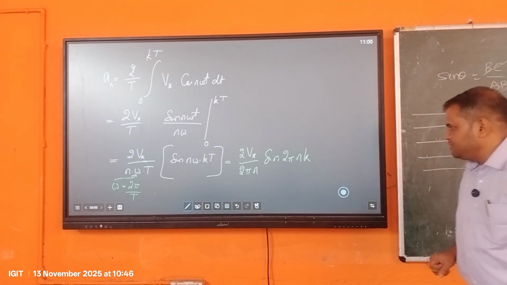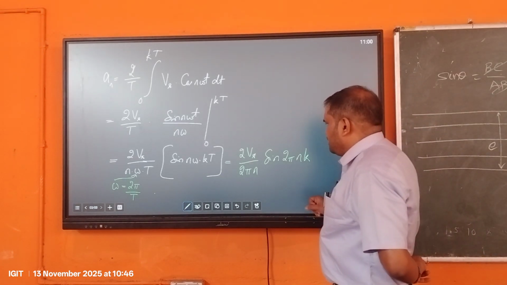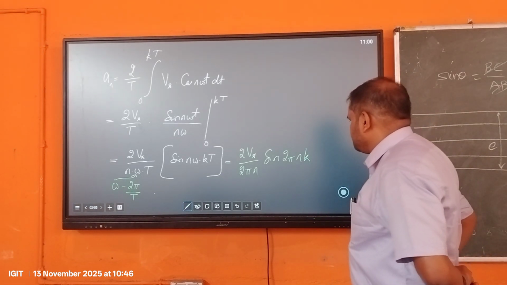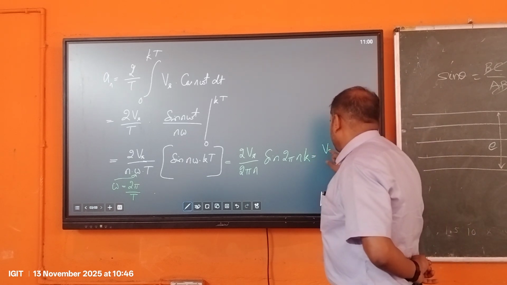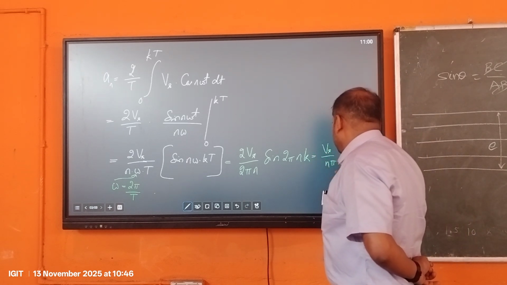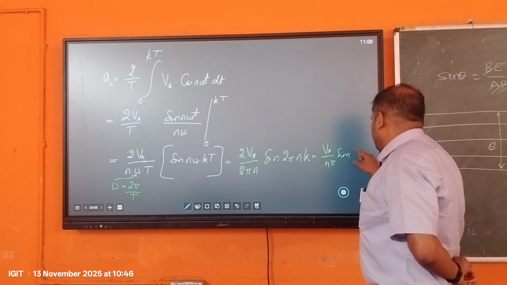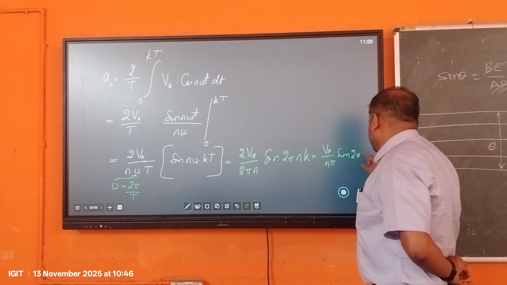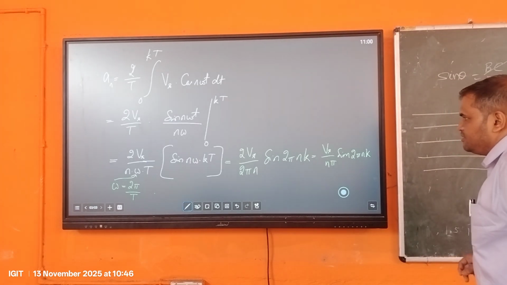Can we write like that, 2 pi n into k? Yes, we can write like this. So this term will be nothing but Vs by n pi sine of the same 2 pi n into k. So we get the value of an finally, right?